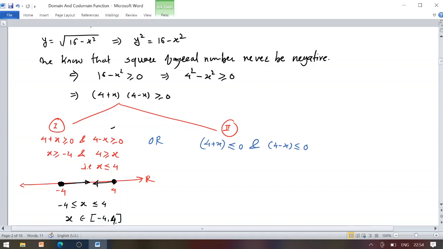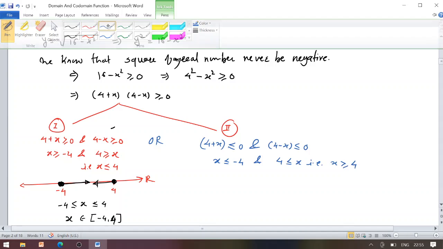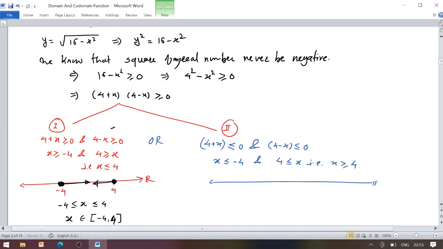Now look at the second case we are having. After simplifying the inequality, x should be less equal minus of 4 and 4 should be less equal x, that is x should be greater equal 4. Now which are the possible values on your real number line that should be less equal than minus 4. So including minus 4 and whatever value lies just left of the minus 4. Now the next one, which are the values that should be greater equal 4. So including 4 and whatever value lies just right of the 4.